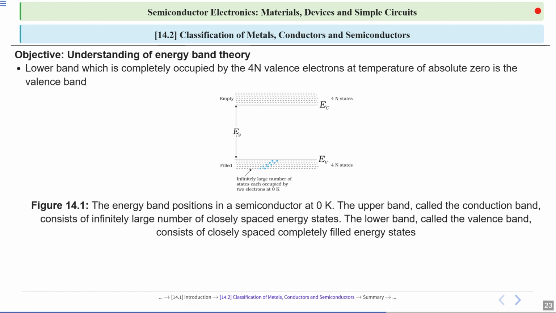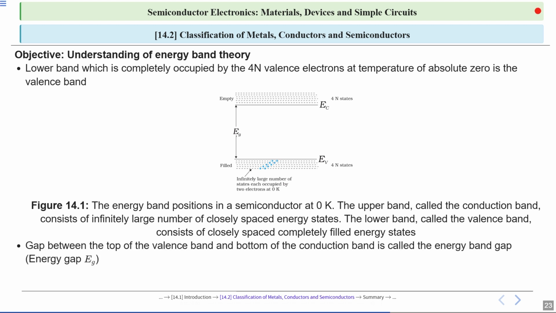At absolute zero temperature, the valence band in a semiconductor is filled with 4n valence electrons, meaning all the energy states are occupied. This band is the lower energy band. The energy band gap, or EG, is the energy difference between the top of the valence band and the bottom of the conduction band in a material.